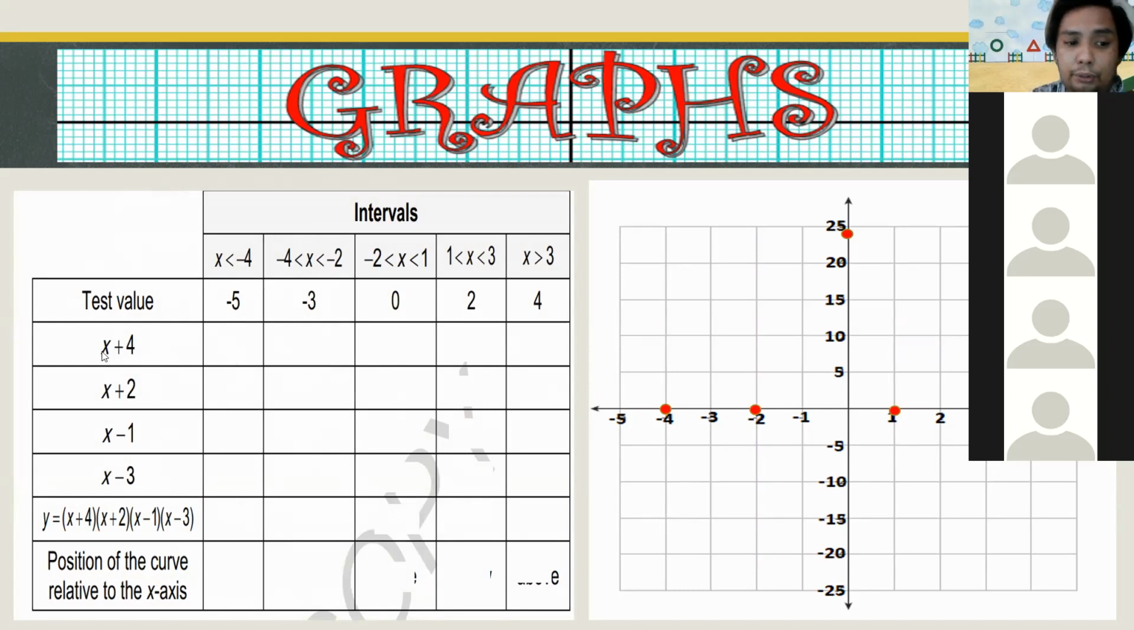So -5 plus 4 is -1, so I will put a negative sign. -5 plus 2 is -3, negative. -5 minus 1 is -6, still negative. Then -5 minus 3 is -8, still negative.